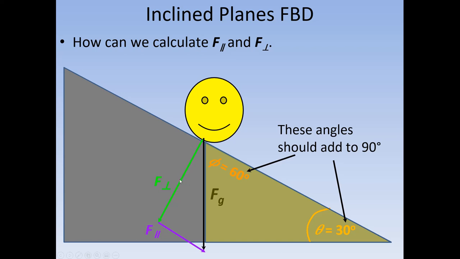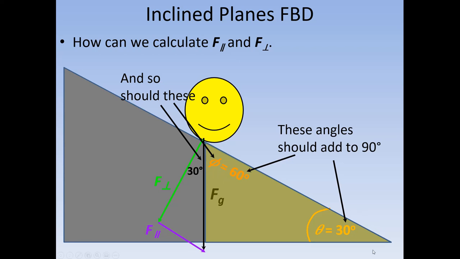But I also know that by definition, this green line is a perpendicular line. It's perpendicular to the surface. So this angle right here is 90. This angle is 60. That must mean that this angle has to add up to 90, which is going to be 30. Since, again, it's perpendicular, these two should add up to 90. 30 plus 60 is 90.